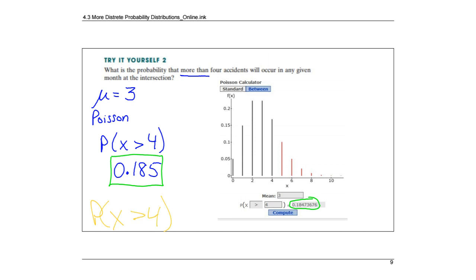And so inside StatCrunch, we're still going to go into Stat, Calculators, Poisson. The mean is still 3, but we're going to put greater than 4 here. And notice on the graph, that also shows, I don't think I showed you that for the binomial distribution, but you can see that it's red for 4 or greater. So that's a good double check as you're going through this work. And then we get our probability of 0.185.